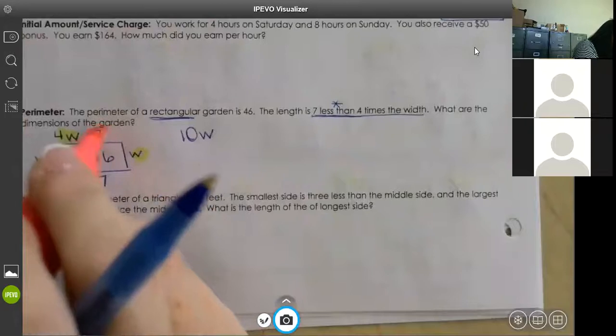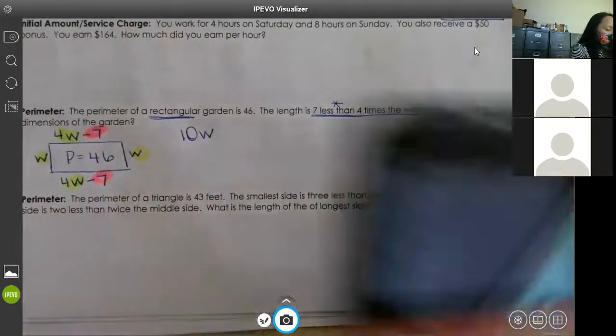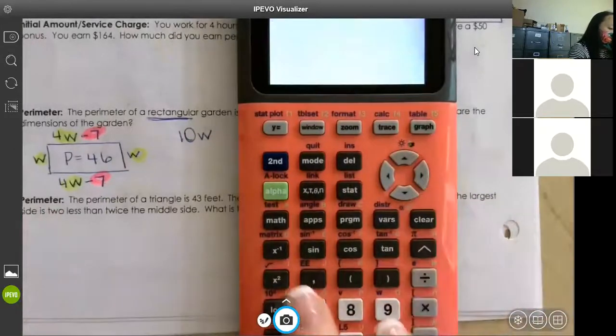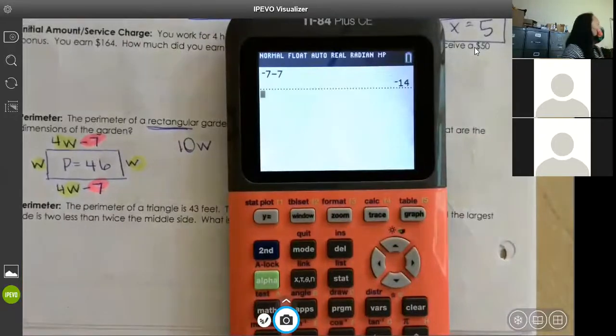Then we're going to add our numbers. What is negative 7 minus 7? If you need your calculator, and I know some of you can do that in your head, hang on just a minute. Negative 7 minus 7 would give us negative 14.